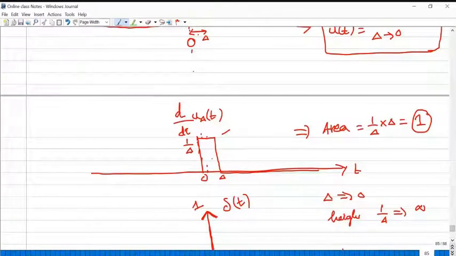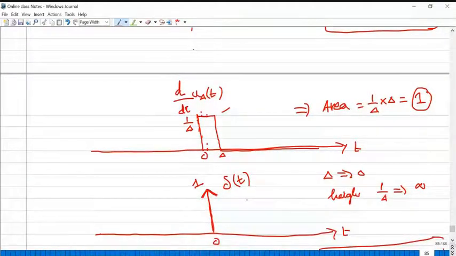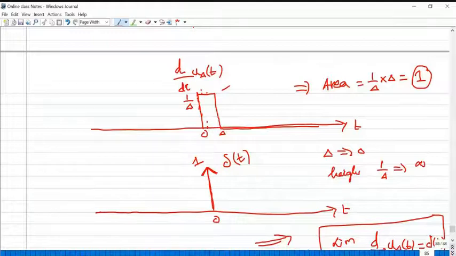Now the area under this rectangular pulse is 1, because the height is 1 by delta and the width is delta, and if you multiply them you get 1. With some approximation, we are going to get the unit impulse signal from this small rectangular pulse. We need to maintain the area under the pulse as 1 and reduce the pulse width towards 0. If you reduce the width towards 0, then we need to increase the height of the pulse to maintain the area as 1. Assume your pulse width is 0; then 1 by 0 gives infinite.